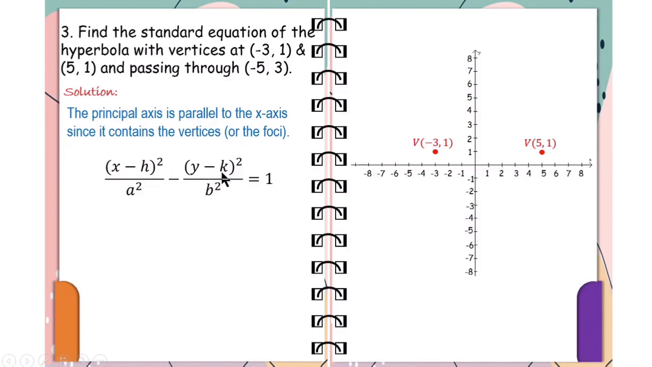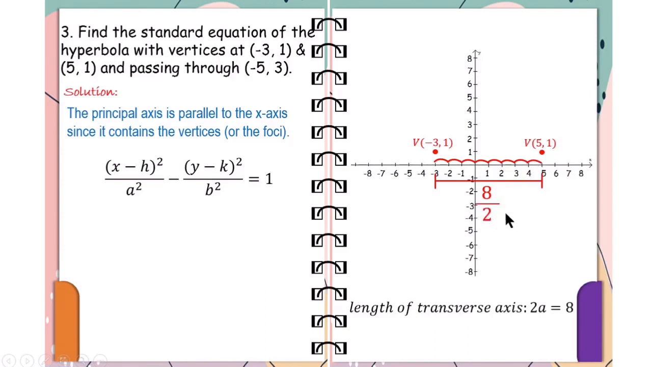The center of the hyperbola is the midpoint of the line segment of the vertices. Now, to determine the center, first we need to count the distance between the vertices. The distance from this point to this point is 1, 2, 3, 4, 5, 6, 7, 8 units, which is also the length of the transverse axis. Remember, the center is the midpoint of the vertices, so we divide 8 by 2, and that is equal to 4, which is also the value of a.